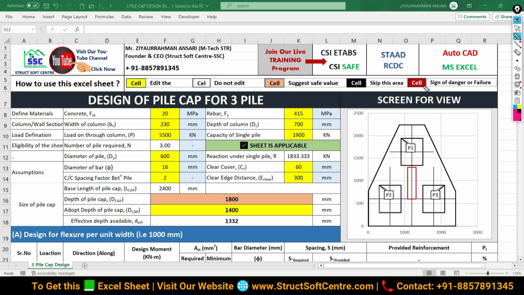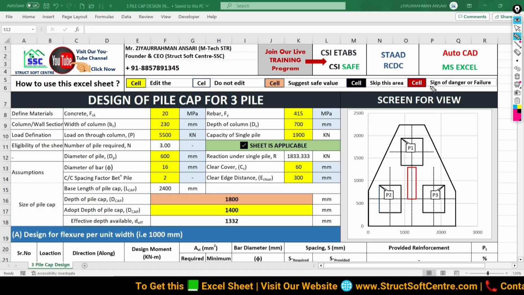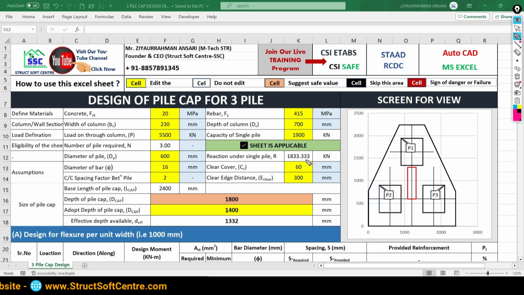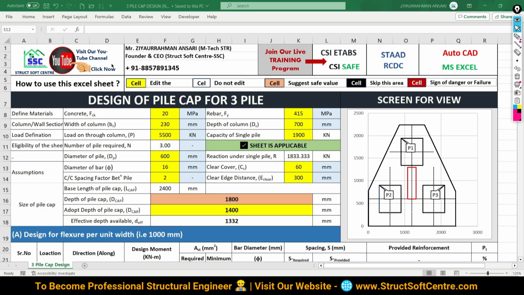And somewhere you will get the red cells. That is the sign of danger, or the sign of failure. So you have to avoid the presence of any red cell in this Excel sheet. If you are getting a red cell, it means you are going to do something wrong. You are going to make the design unsafe, so you have to make it safe. Hope that is clear to all of you, how to use this Excel sheet.